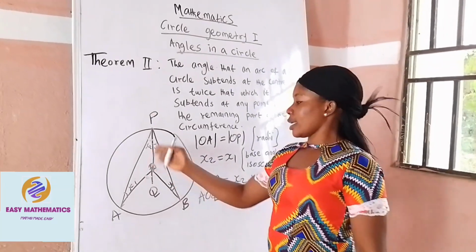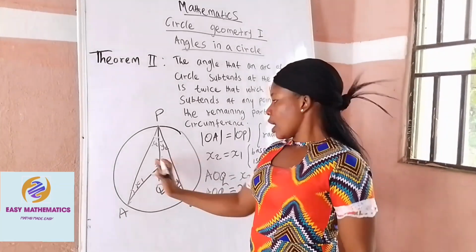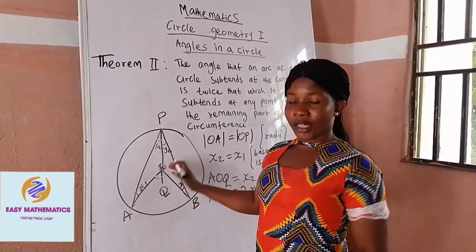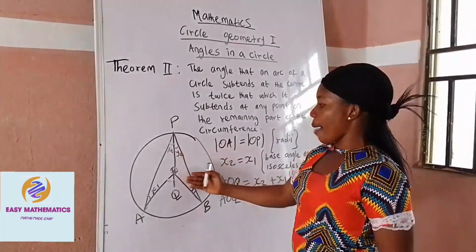Also, now we see that we have two triangles here. We have this side and we also have this side. This side is an isosceles triangle, and this side is also an isosceles triangle. Whatever applies to this part of the triangle also applies to this side.